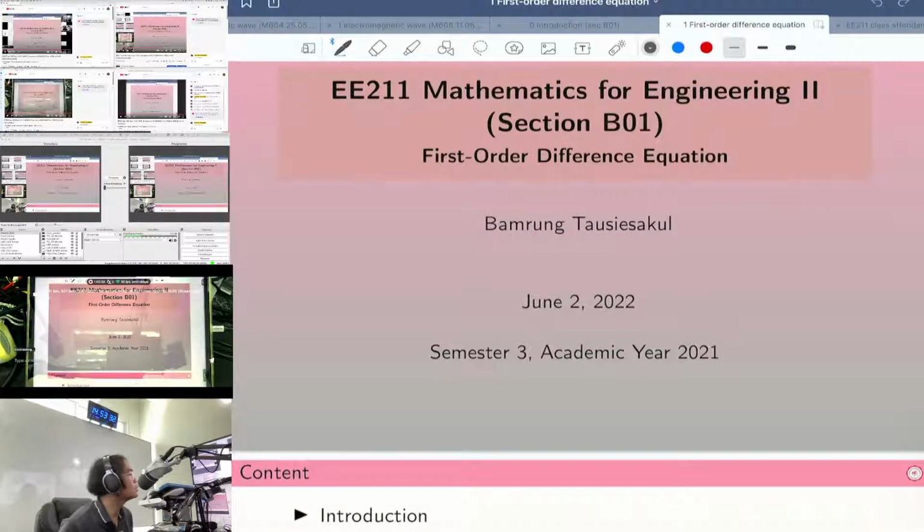Exit the stream, right? Exit. And then look at Zoom, right? Zoom. Open.